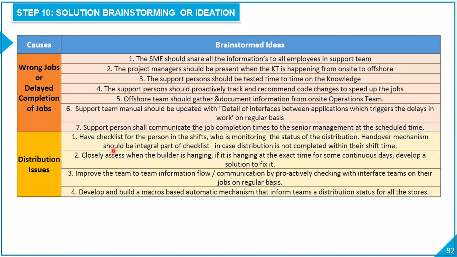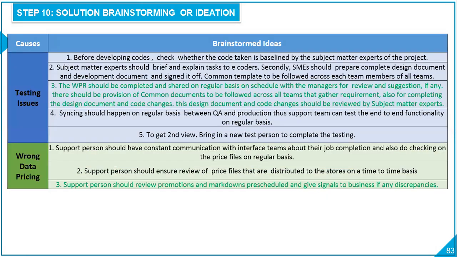Then for the second statistically significant cause, these are the four ideas or would-be solutions. For the third cause, of course, these are the five ideas they came up with. And for the fourth cause, they came up with three ideas. Let's go to the next slide.